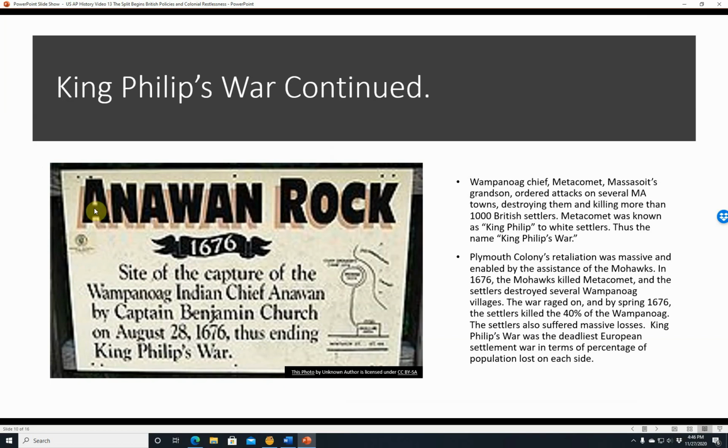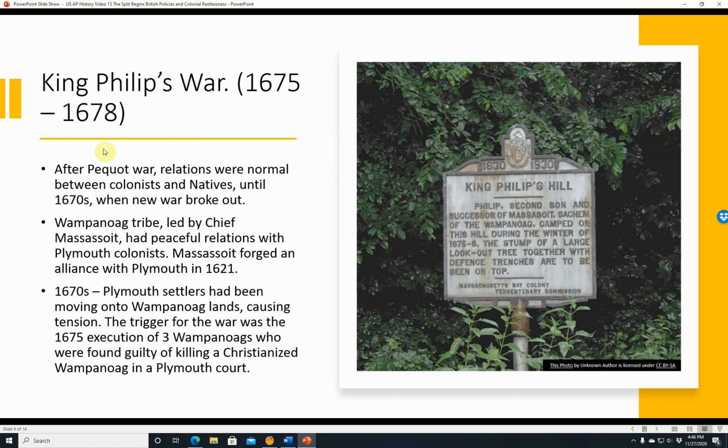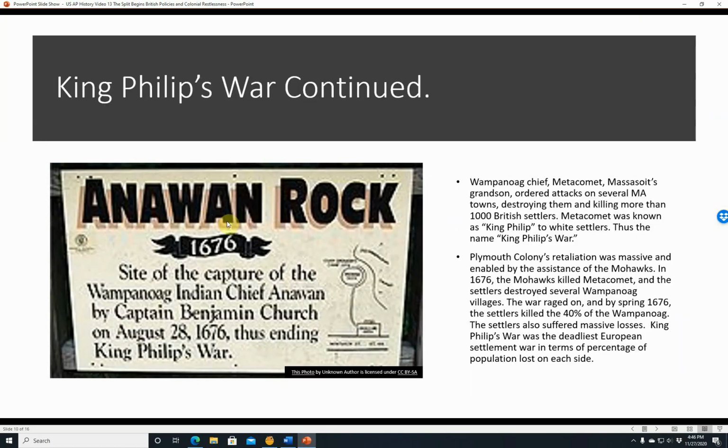Now, if you notice this sign here, Anawan Rock, 1676, they call it the site of the capture of the Wampanoag Indian chief Anawan by Captain Benjamin Church on August 28, 1676, thus ending King Philip's War. Now, you might say, but John, you said it ended in 1678. Were you lying or mistaken? No, this sign is a little bit mistaken because they're talking about the southern tier that took place in Massachusetts, but the northern tier continued until 1678.